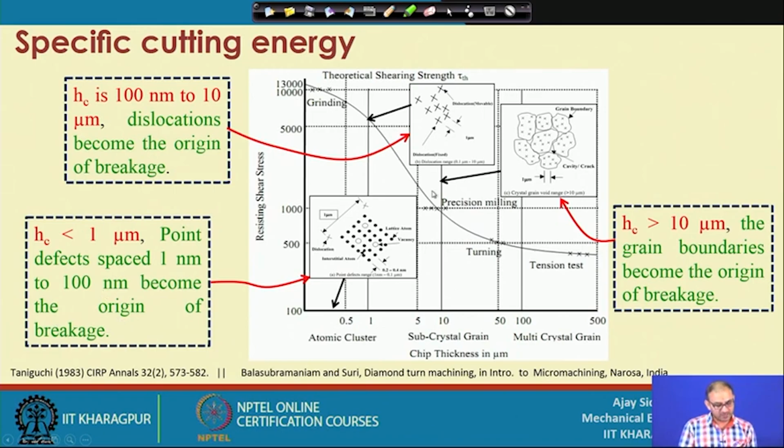So, this one diagram gives you an overall idea of the resisting shear stress. The specific cutting energy we are talking about is also related to this diagram. It is almost superimposed over this diagram, and you will not get any different trend in the specific cutting energy. So, this is what is happening: the number of defects is reducing as you go down and down into the micro scale.